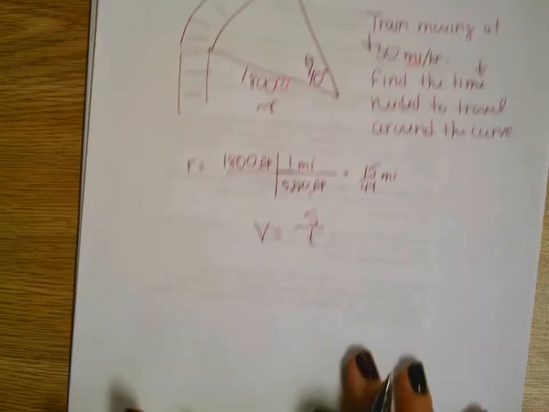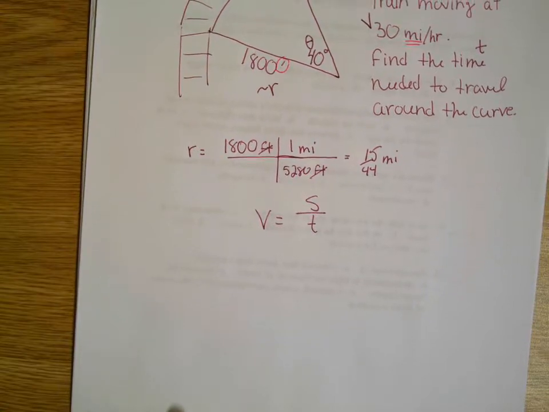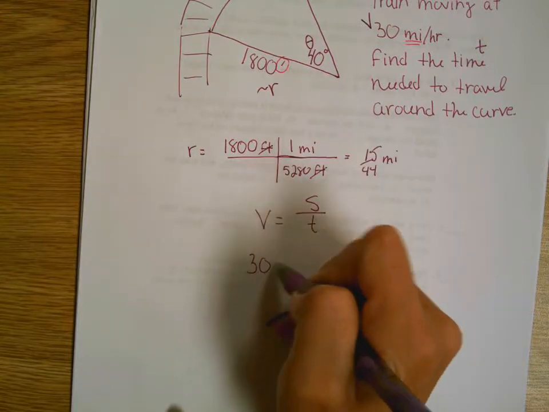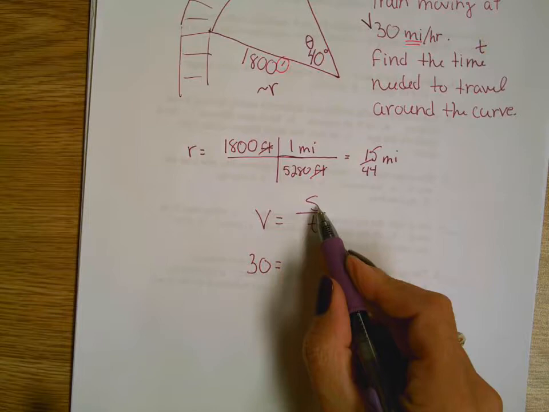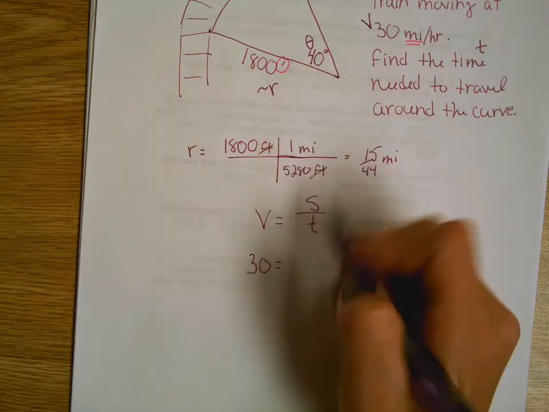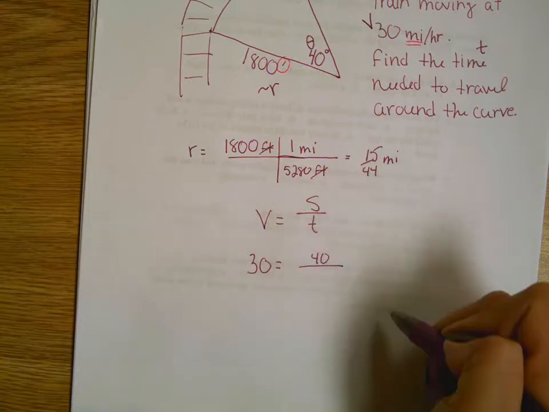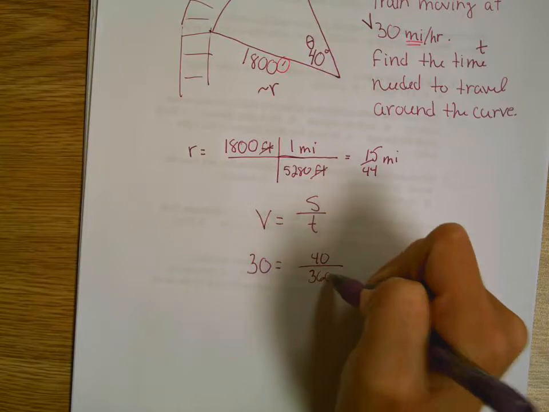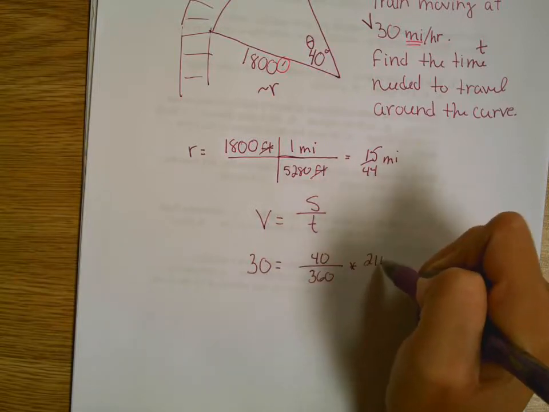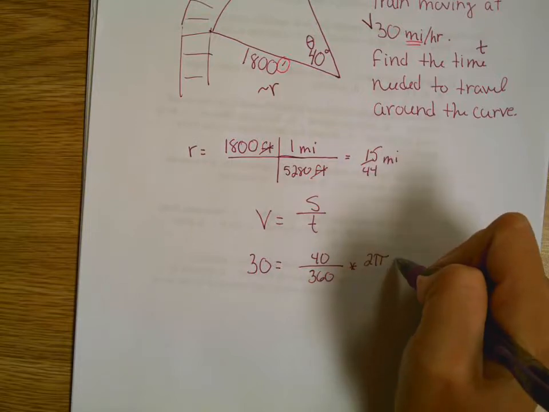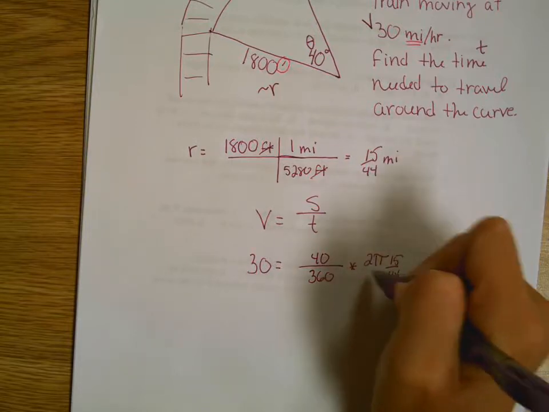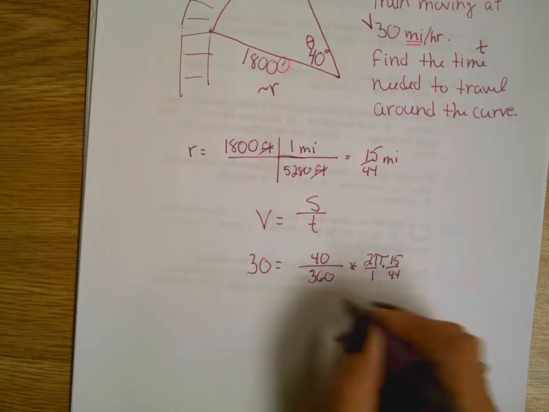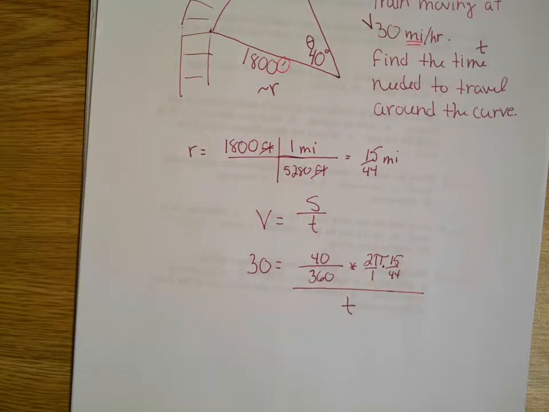Okay, now we're ready. V equals S over T. So we substitute big V is 30. S is our fraction times circumference. Our fraction is 40 out of, what's my bottom this time? 360 because we're in degrees. Times 2 pi r. R is 15/44. I'm going to get stuff lined up here so everything stays lined up. And then we got to divide by time.